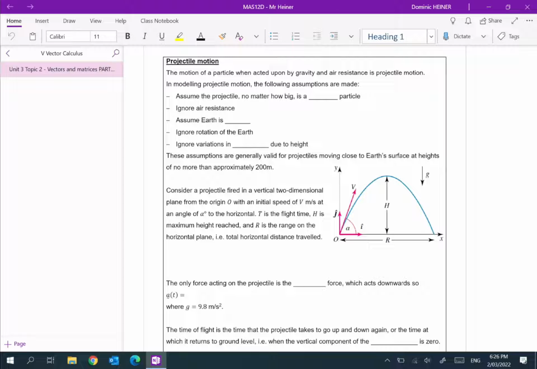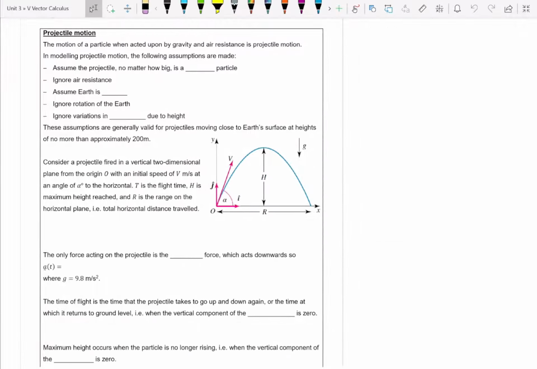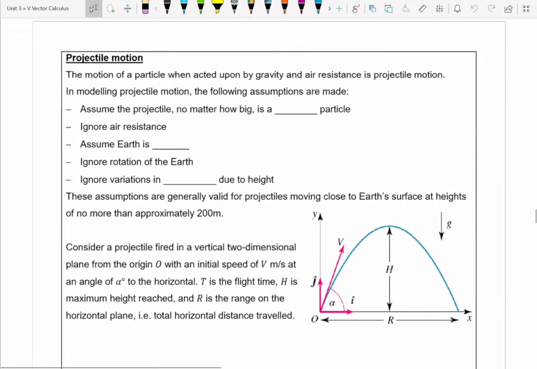Today we're looking at projectile motion. Motion of a particle going through the air, acted upon by gravity and air resistance, we call projectile motion. So in modeling projectile motion, the following assumptions are made.